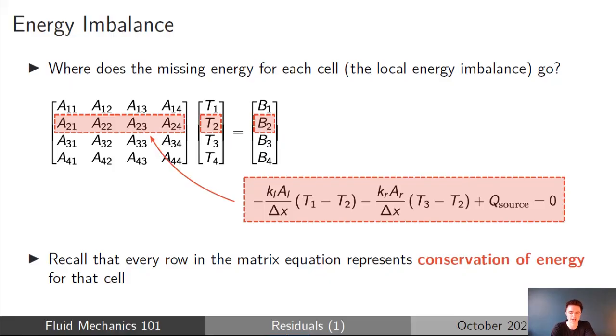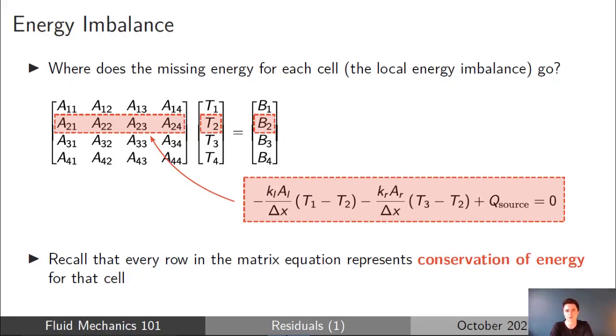converging? And to answer that question, we need to think back a little bit to what we've actually done to get to this point. And you'll remember that each of the rows of the matrix equation that we set up represents conservation of energy for a particular cell in the mesh. So the second row, for example, represents conservation of energy for the second cell, the third row will represent conservation of energy for the third cell, and so on.